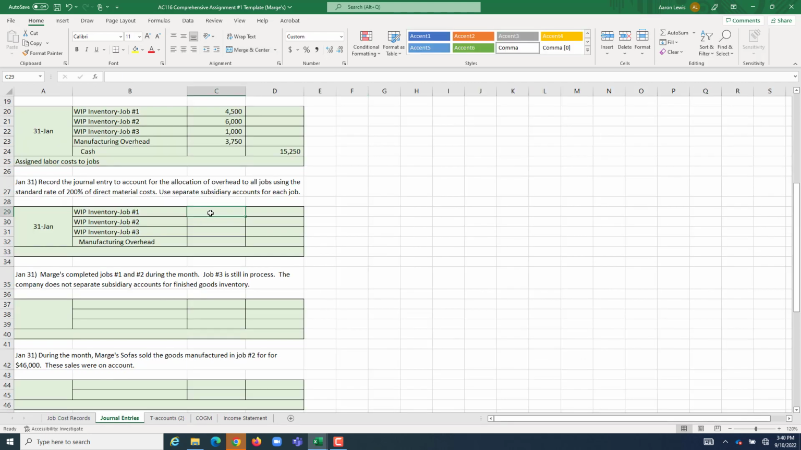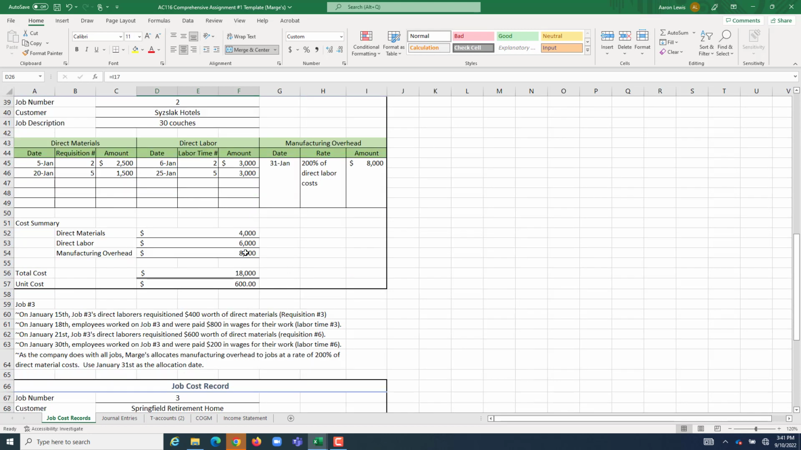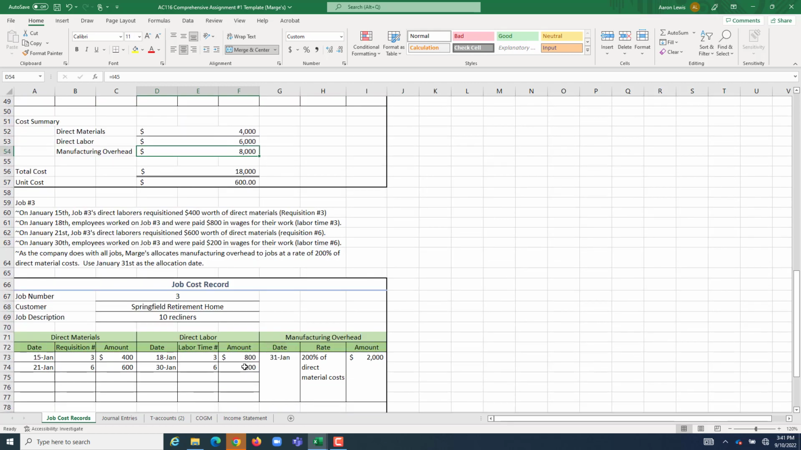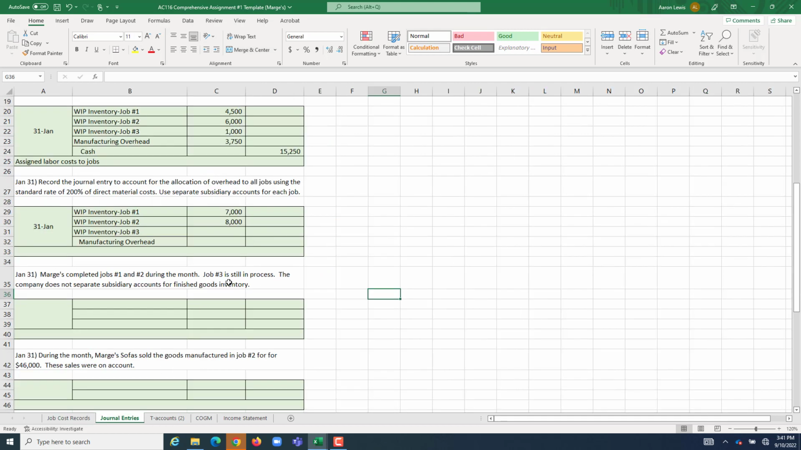So let's put $7,000 worth of cost into job 1's WIP account. Job number 2, back on our job cost record tab, had $8,000 worth of manufacturing overhead assigned to it. So let's debit WIP inventory dash job 2 for that $8,000. And lastly, job number 3 had $2,000 worth of manufacturing overhead assigned to it.